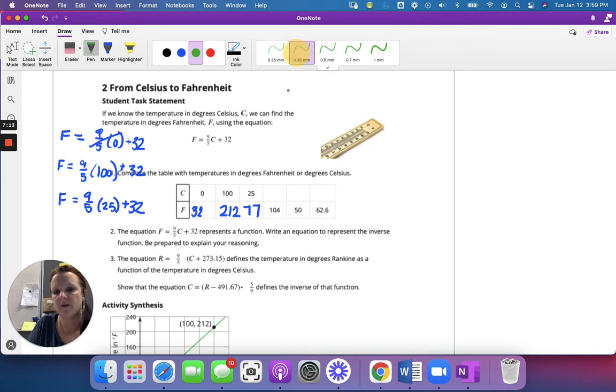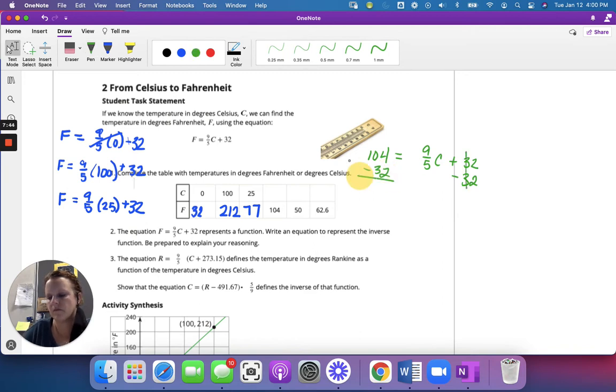Right, now let's go the other way. Now when we know the Fahrenheit temperature is 104, and we're trying to find degrees Celsius, we're trying to solve for the C. All right, so at this point, I'm going to do a lot of algebra. I actually love algebra, I shouldn't scowl. So we're going to subtract 32 from both sides. And then divide both sides by 9/5.